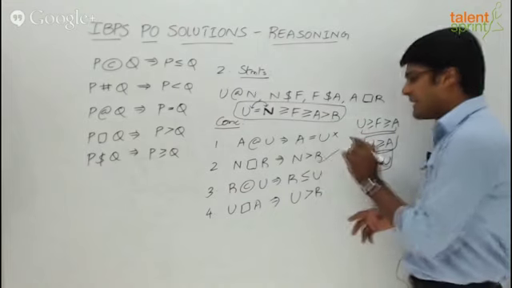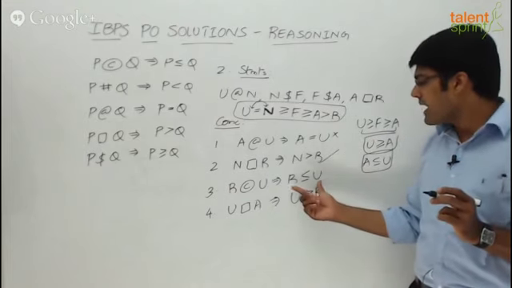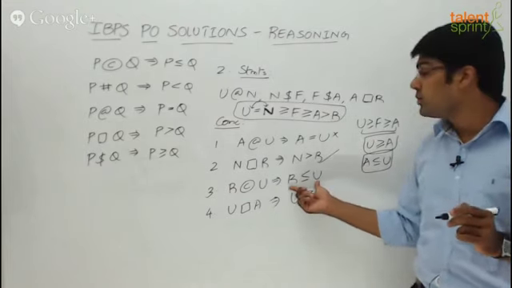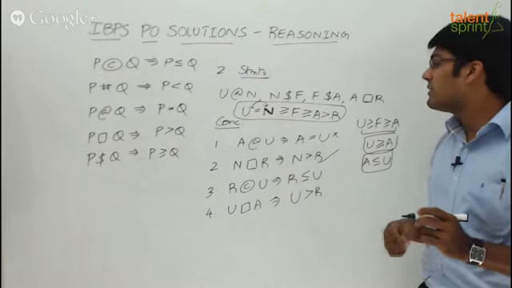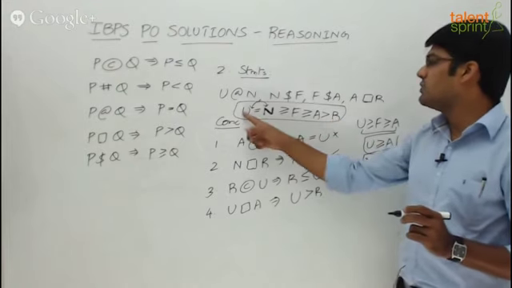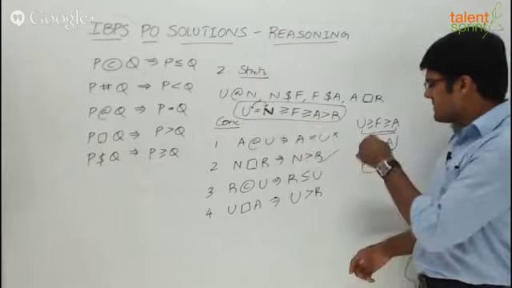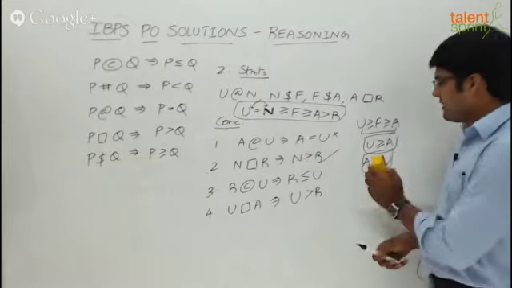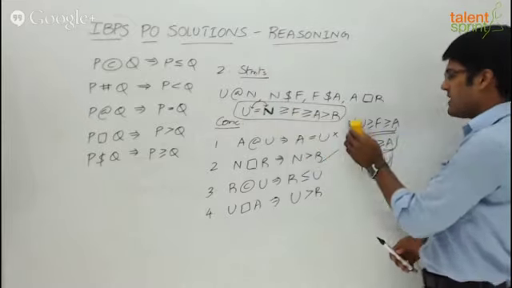Hence second one is correct, definitely correct. Look at third one, r less than or equal to u. Where is r? R is here and u. So nothing but the same thing again. Let's take u in place of r and compare.